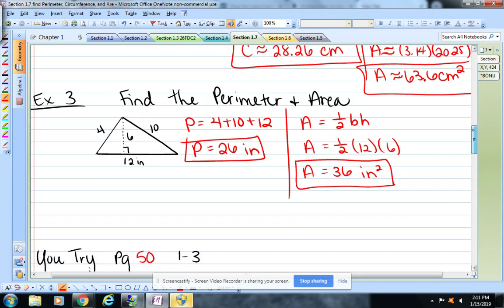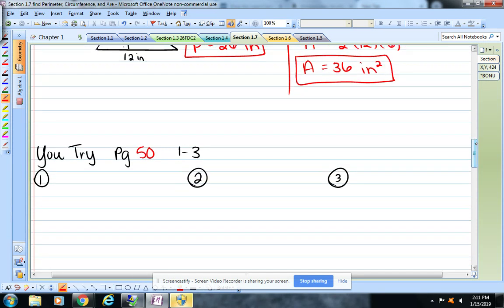All right, I want y'all to open your book to page 50. And then I want you to try number 1, 2, and 3 at the middle of the page where it says guided practice. I want y'all to try those on your own. Find the perimeter and the area for all of them. Well, circumference for number 3. So y'all are trying that right now on your own, and we'll check it in a minute.